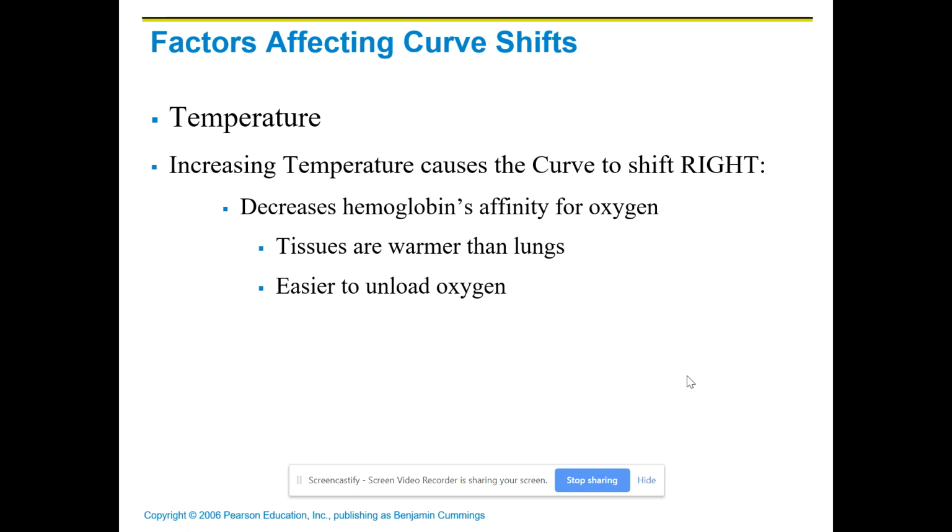Well, where are tissues warmer? They're warmer where they're active. So tissues like skin and muscle and heart, and those are very active, and they're much warmer than lungs. So when the blood gets to those tissues, the curve shifts to the right. Again, hemoglobin's affinity goes down, it's easier to unload oxygen.